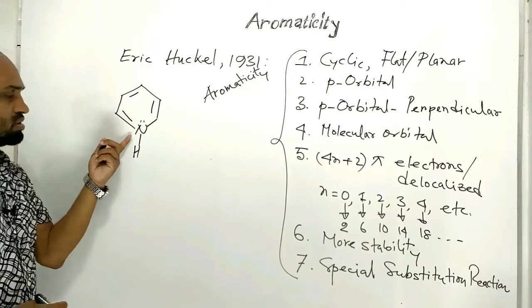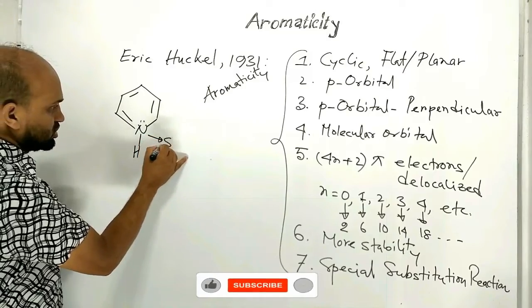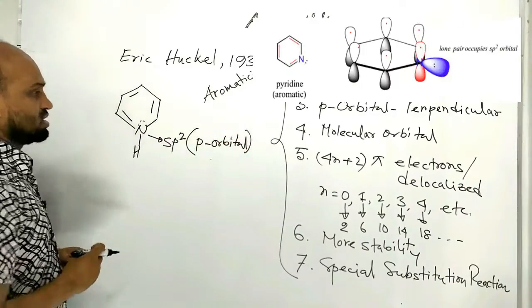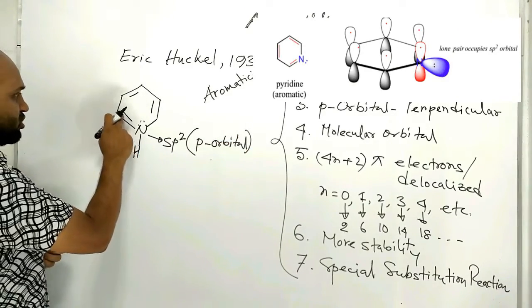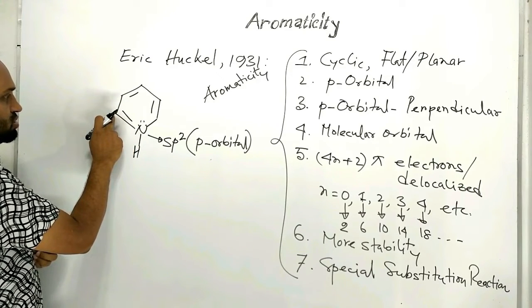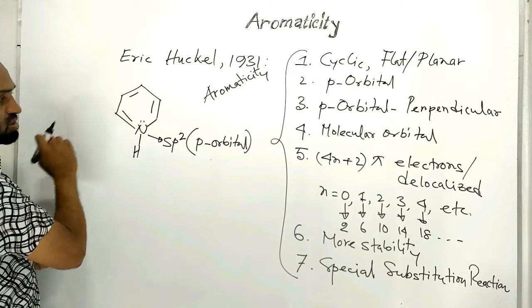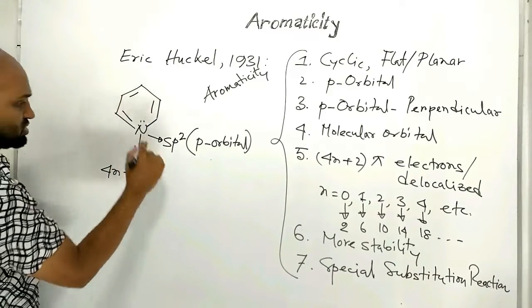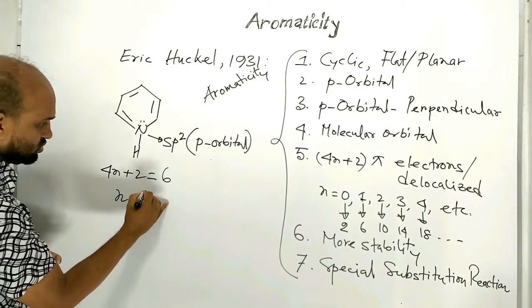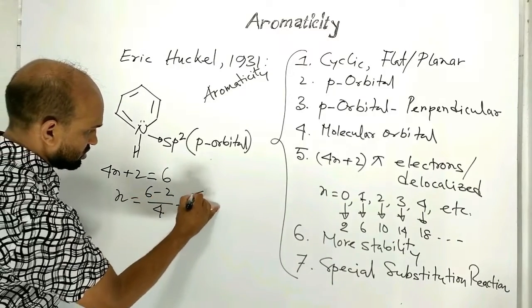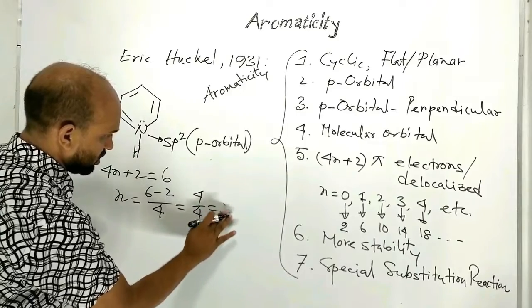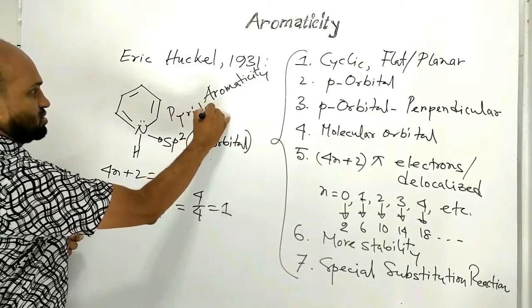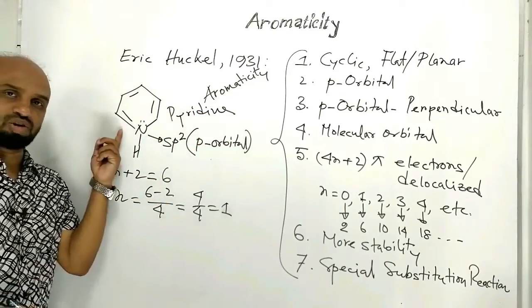Here nitrogen is sp2 hybridized, so it has one p orbital that is unhybridized. This p orbital forms a pi bond with the unhybridized p orbital of this carbon. So here 4n plus 2 pi electrons, 2, 4, 6, that is n is equal to (6 minus 2) divided by 4, 4 by 4 is equal to 1, that is pyridine is a kind of aromatic compound.